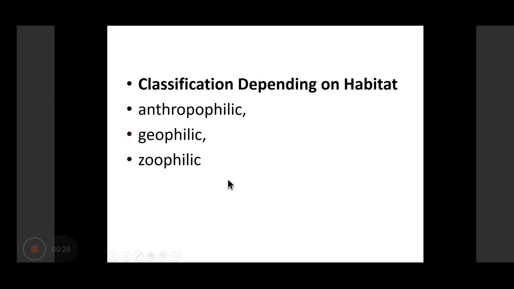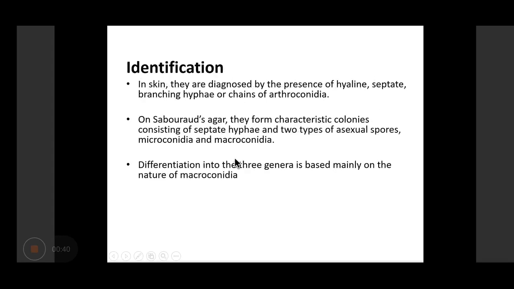The dermatophytes are also classified on the basis of habitat, that is anthropophilic, geophilic, and zoophilic. There are specific examples to it. So how can we identify them? We can identify these in skin by the presence of, so these are molds, hyaline septate branching hyphae, or chains of arthroconidia. On SDA, they show characteristic colonies which consist of these septate hyphae and two types of asexual spores.